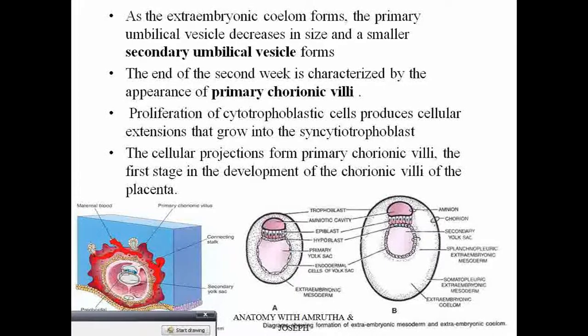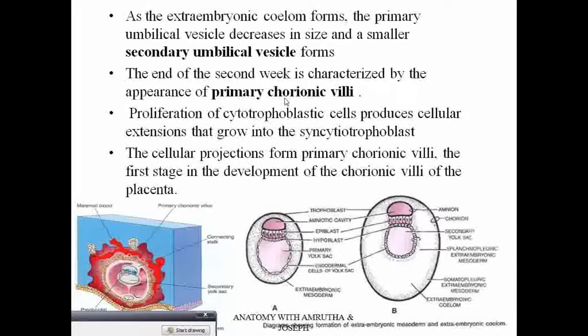The end of the second week, so we are in the second week, is characterized by the appearance of primary chorionic villi. So now at the end of the second week, placenta formation begins, it has already started, and primary chorionic villi are going to form. Now I said before that the placenta has a lot of villi.